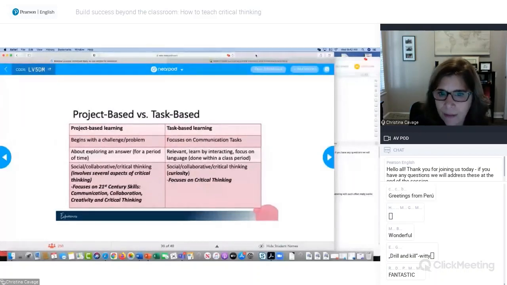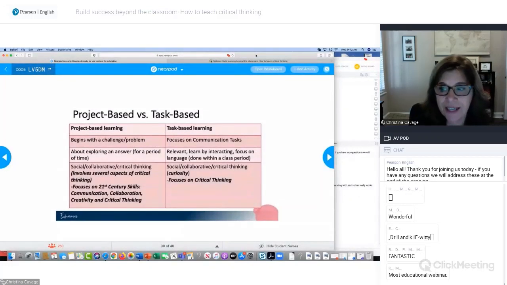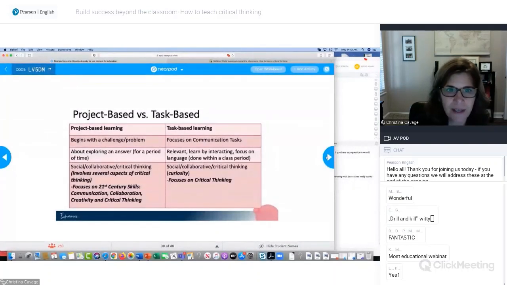It's relevant. The task is relevant and students learn by interacting with that task. The focus on the language is done within a class period though. It is social, it is collaborative, it does build critical thinking, especially curiosity. Okay, curiosity, which I love that. It focuses then on that critical thinking.